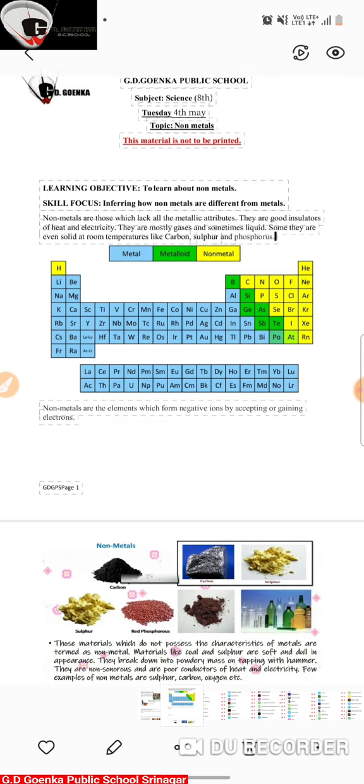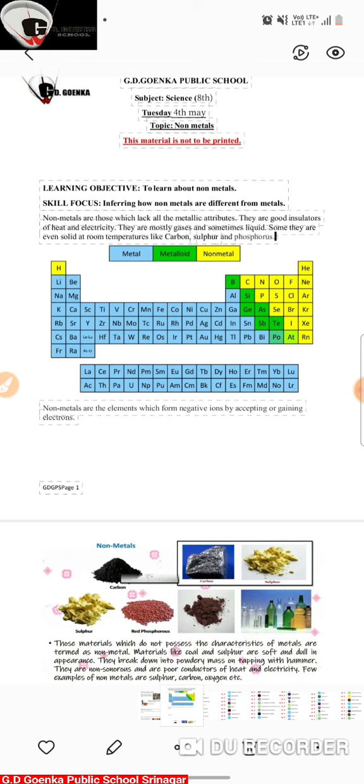So, what are non-metals? Non-metals are very few in number in the periodic table. As you see, these yellow colored elements shown in the periodic table are all non-metals. These are located on the right hand side of the periodic table.